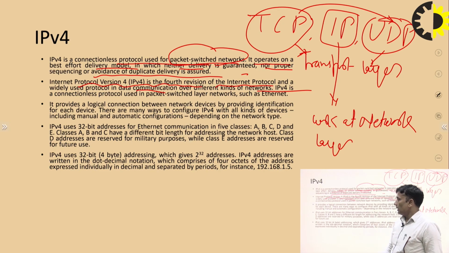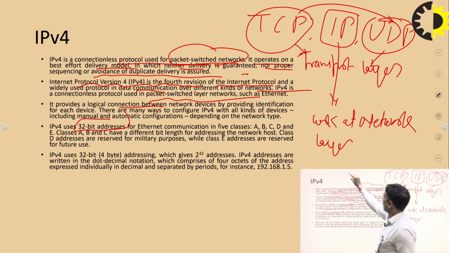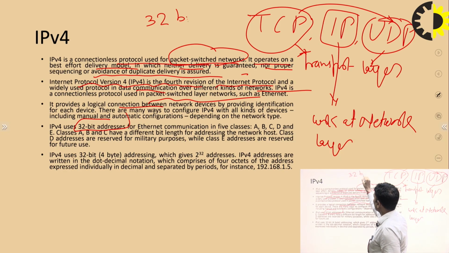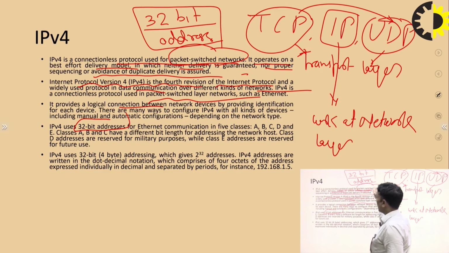IPv4 is a connectionless protocol and it works in packet switch mode. It provides a logical connection between source and destination, and provides logical addressing, like the IP address. IPv4 provides a 32-bit address. This is very important: it provides a 32-bit address space. Basically, this is known as the IP address.